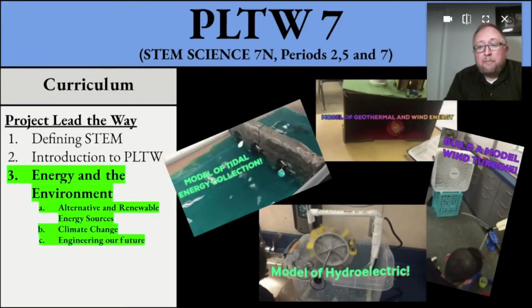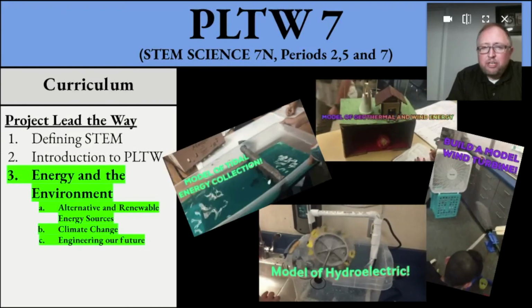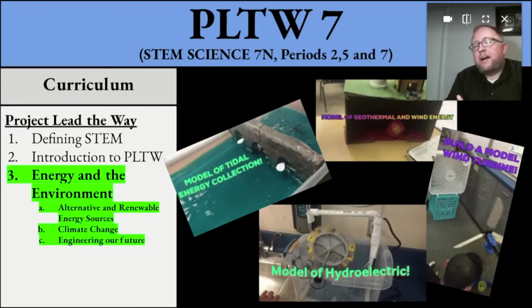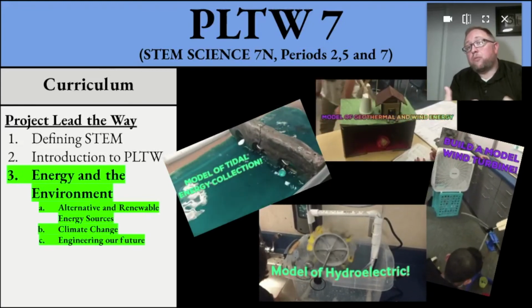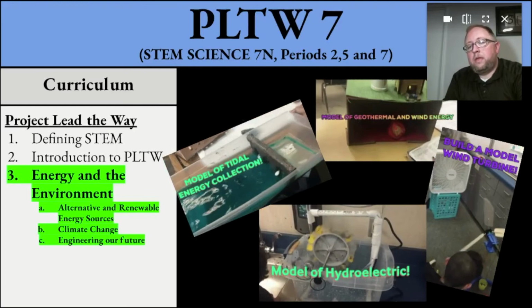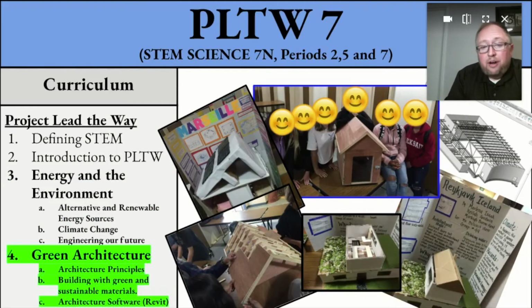You can see some examples of past projects. We build wind turbines. Students can make models of various energy sources. It's a fun hands-on class where students can learn real-world skills that will be applicable to the future. Our other unit, green architecture, same type of concept, applicable skills for the future.